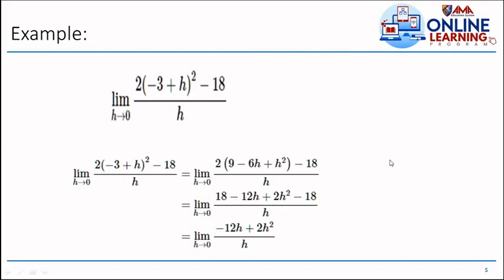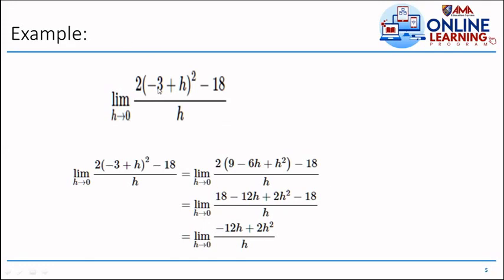So next, this is our last example before you're going to have our exercise. 2 minus 3 plus h raised to 2 minus 18 all over h, as h approaches 0. Here, our limit is 0, so if we substitute, we'd think the answer is 0. So what we're going to do, we have to simplify our equation.